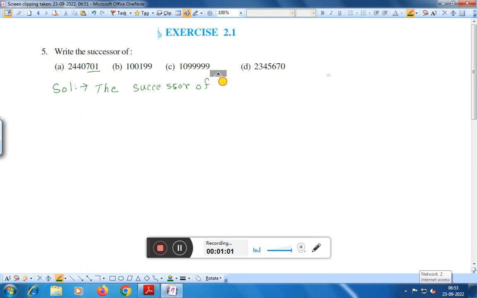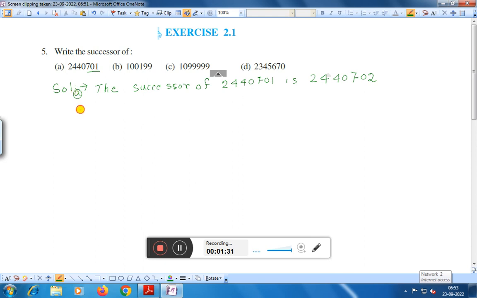two four four 701 is, we add one number, the number will be 701, it will be 702. Successor means you have to add 1 to that number, right? This is the solution of question number A.